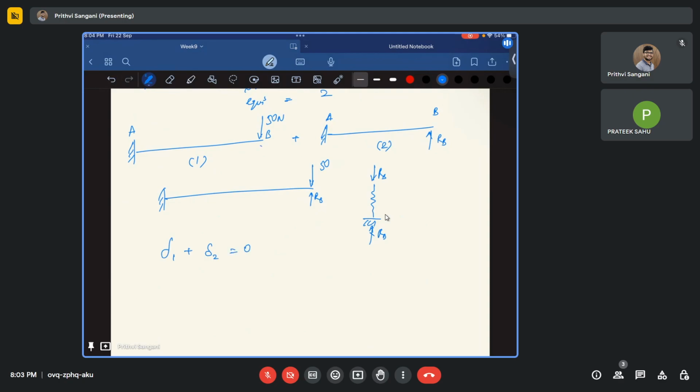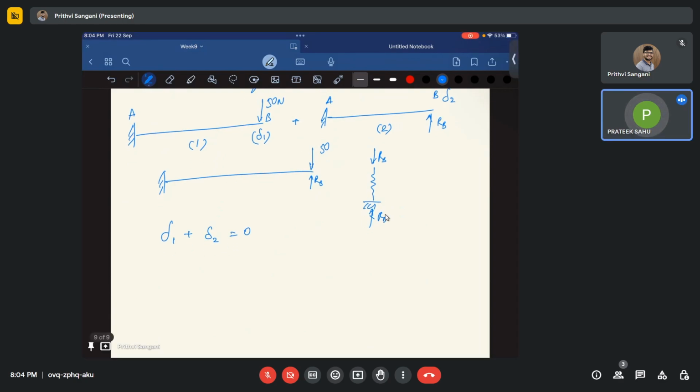So this is delta 1, and here it is delta 2. So delta 2 is upwards, which we need to take care of while we are solving for it. Delta 1 is the displacement at B in beam 1, and delta 2 is the displacement at B in beam 2, that is going to be equal to 0. So this is my compatibility condition.